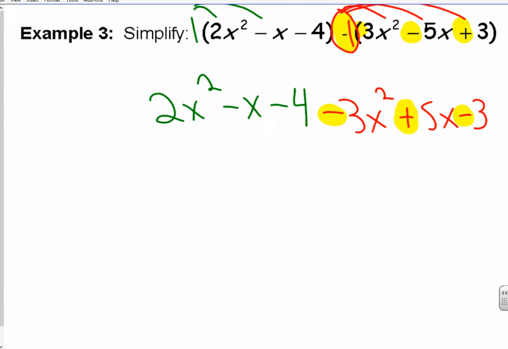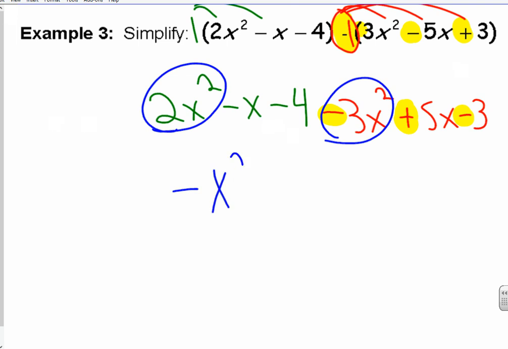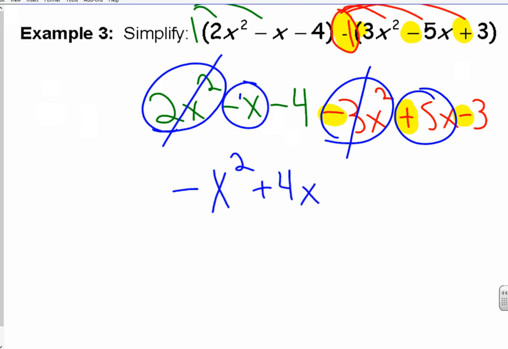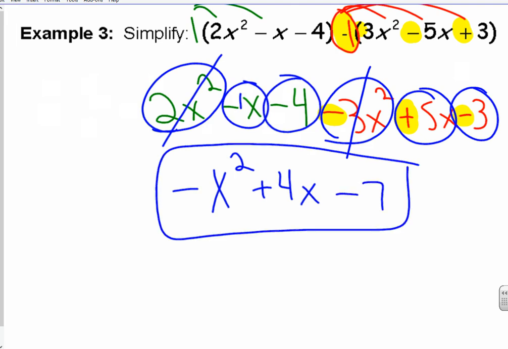Now we combine like terms. 2x squared, -3x squared, make -1x squared. Notice how I don't have to write the 1. -x plus 5x is +4x. That's because this was a -1. And my constants, -4 and -3, make -7. Final answer. The most important part on this problem was distributing that -1 at the beginning.